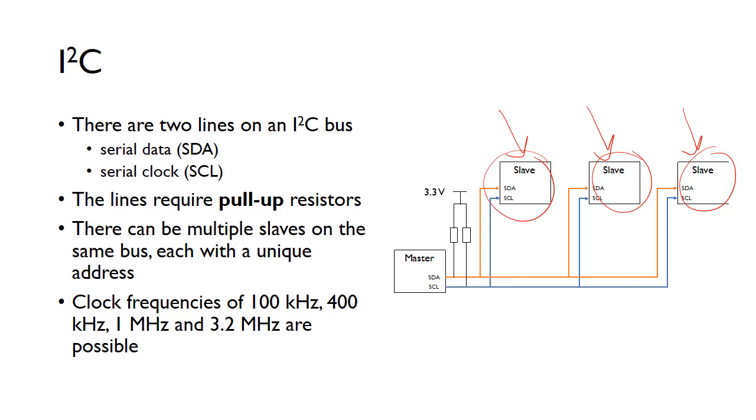When you send data, you send it to a particular address and it'll just go to that slave with that address. There are several standard clock frequencies: 100 kilohertz, 400 kilohertz, 1 megahertz, 3.2 megahertz. So you can see this is quite a high frequency communication compared to UART.